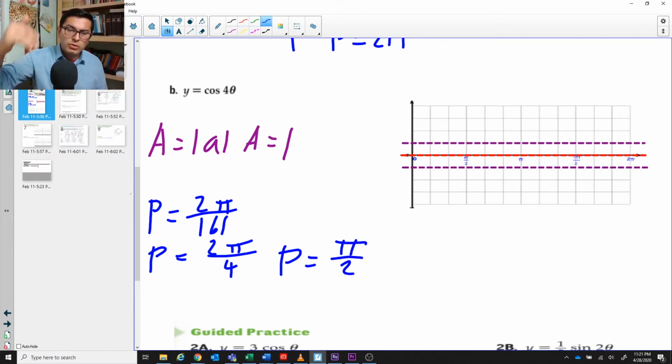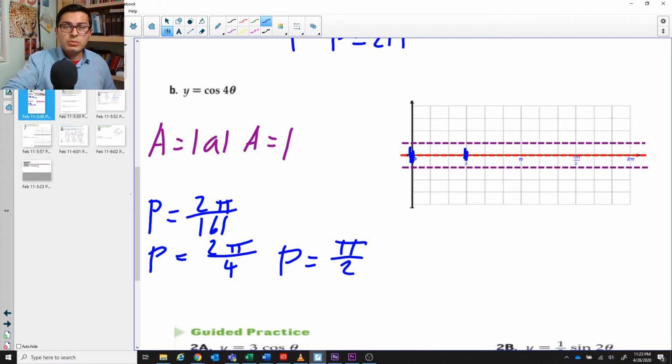That's 2 over 4, simplified to 1/2. That means from start to finish, our period is going to be pi over 2. So our start is going to be here, and our finish is going to be here. That seems rather short, and you know what? It is rather short.